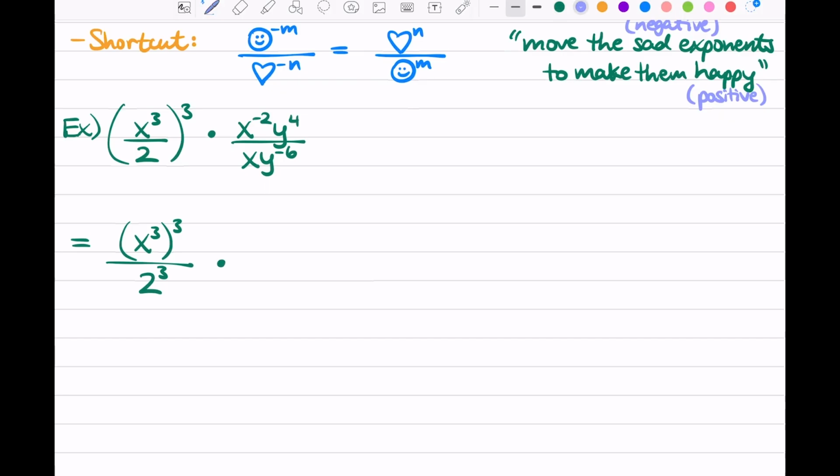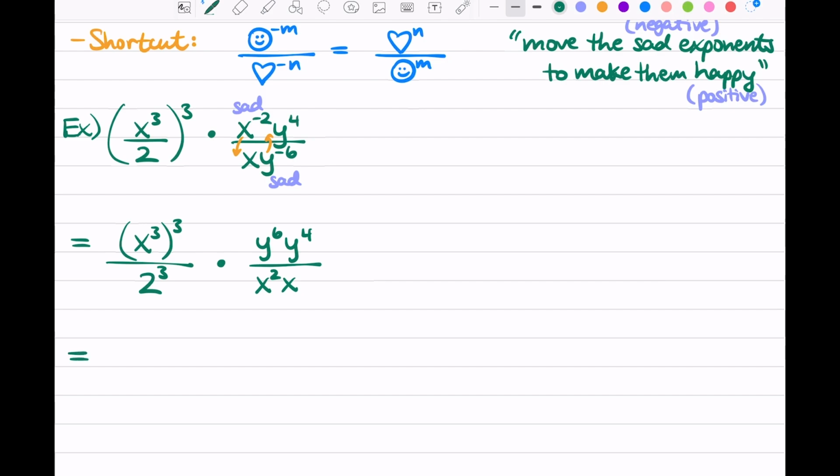All right, on to our next piece. We see some negative exponents, so these are sad. X to the negative 2 is very sad, and y to the negative sixth is sad. So we'll need to move them to make them happy. We'll move our x to the negative 2 to the bottom, and our y to the negative sixth to the top. So we'll have y to the positive sixth on top times y to the fourth over x to the positive 2 times x.